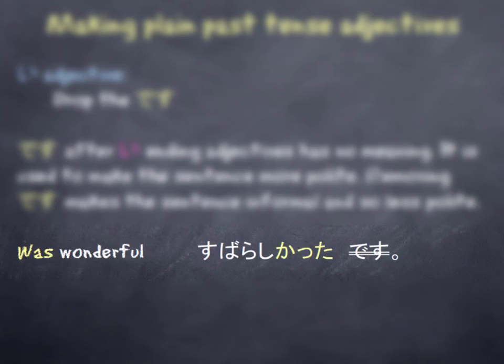So for example, if we wish to say something was wonderful, and we know that our adjective for wonderful is subarashii, so we put subarashii into its past tense, which is subarashikatta, and we drop off the desu. So subarashikatta is the plain past tense way of expressing something was wonderful.